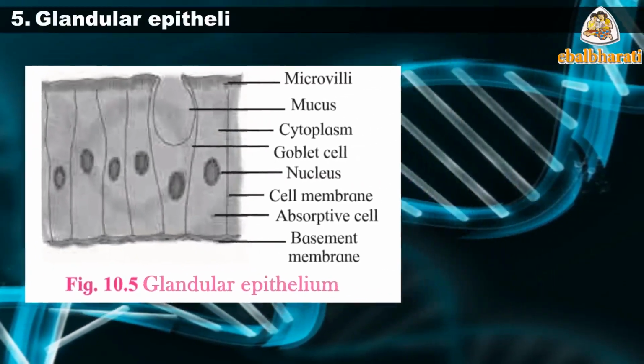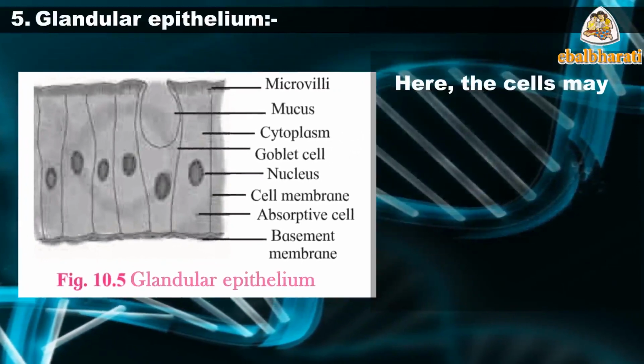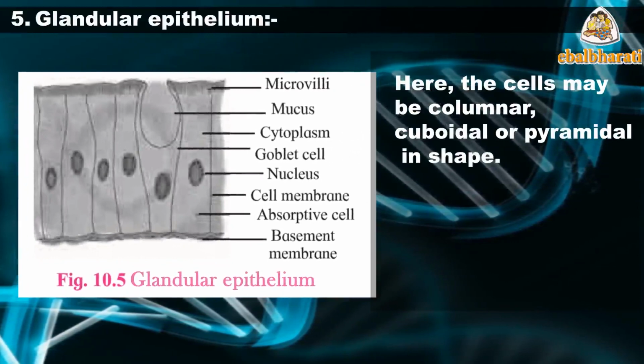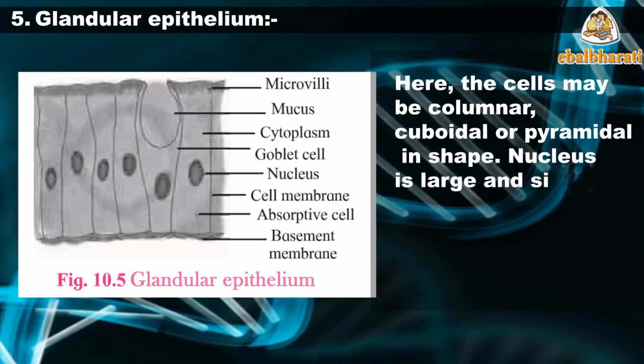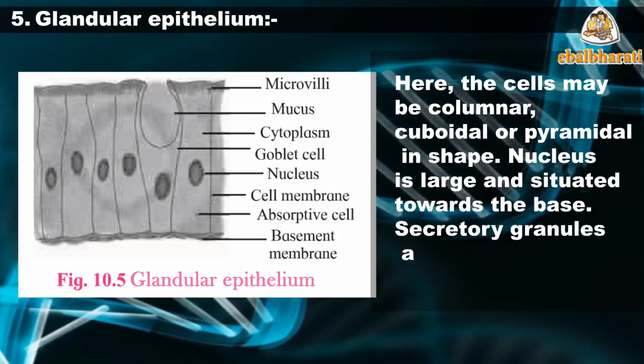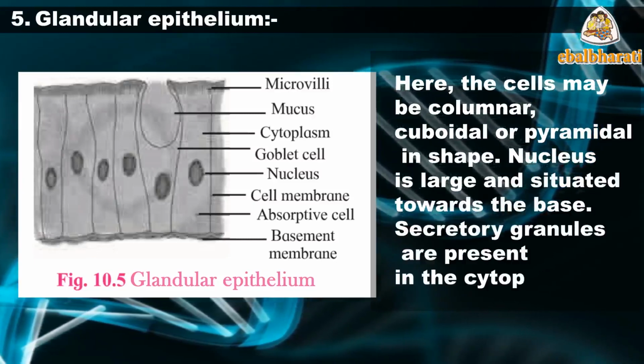Granular epithelium. Here, the cells may be columnar, cuboidal, or pyramidal in shape. The nucleus is large and situated towards the base. Secretory granules are present in the cytoplasm. Figure 10.5.